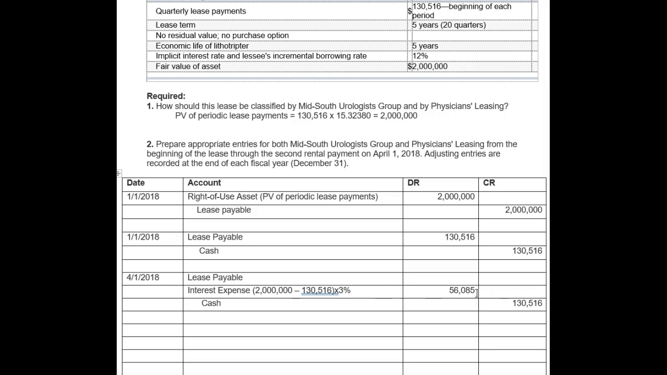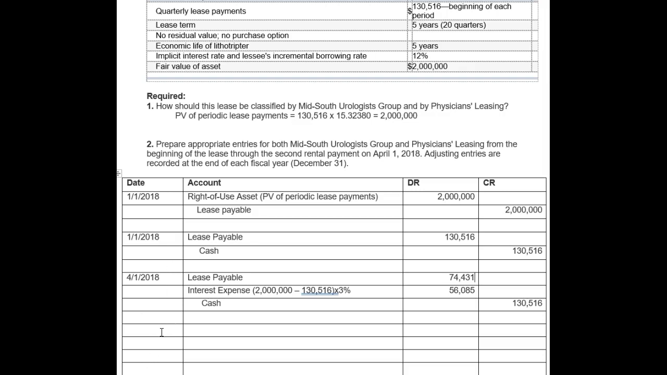Now, if that's the portion that goes to interest, the remainder would go to the lease payable. So 130 minus the 56 would indicate that $74,431 would go to the lease payable. So that's the entries that would be required through April on this lease.